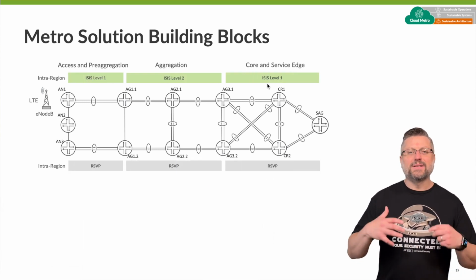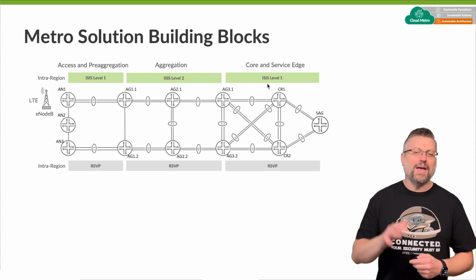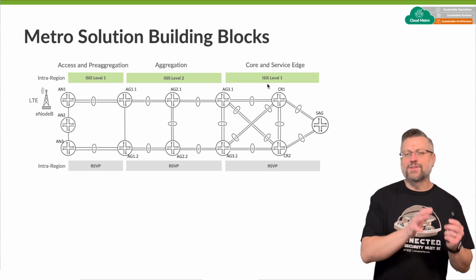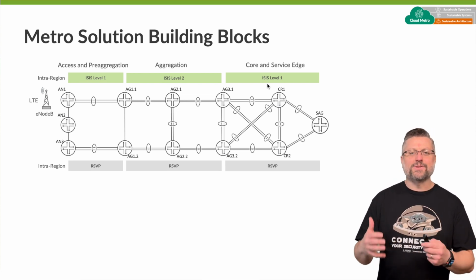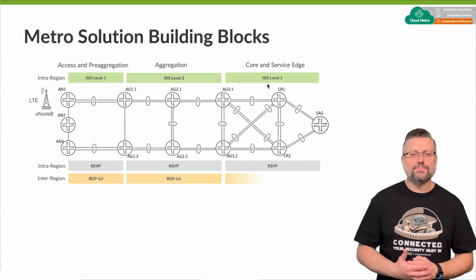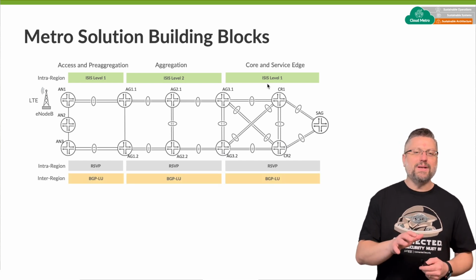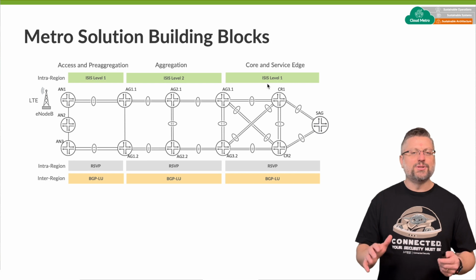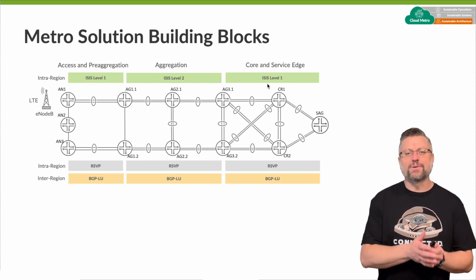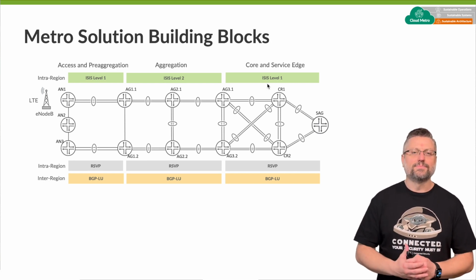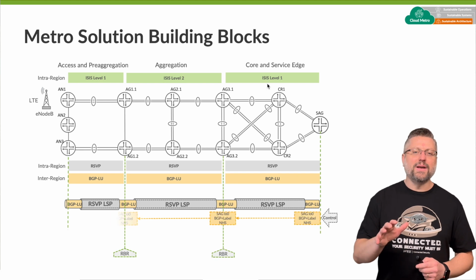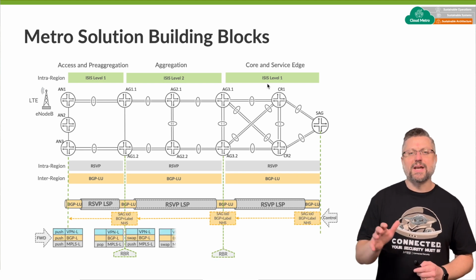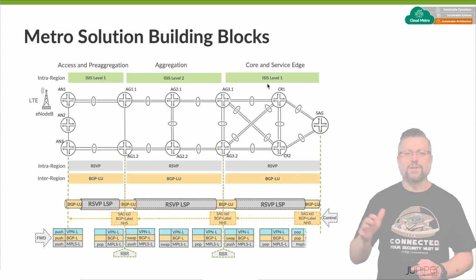Then we build out the underlay. In this case, we have ISIS with RSVP MPLS and fast reroute protection. We establish BGP labeled unicast end-to-end to enable seamless MPLS across multiple domains. And here we explain the label impositions and functional operations along the path.